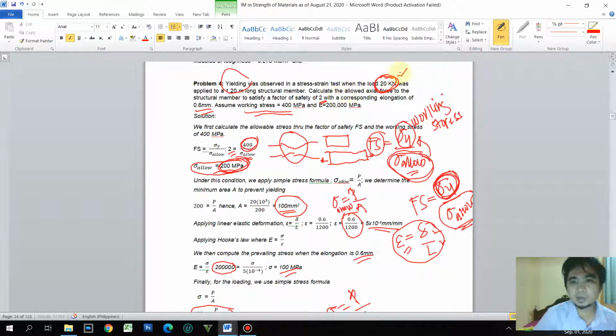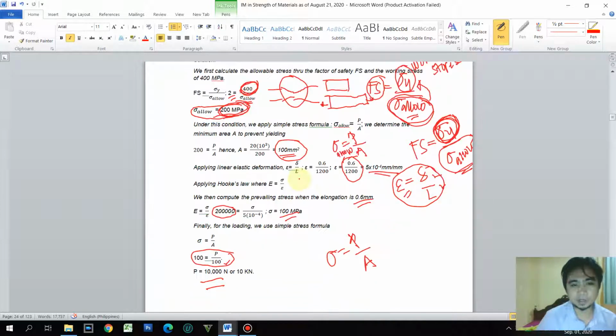So, when there is deformation or an elongation, you can get the strain, right? And if you have a modulus of elasticity, you can also get the stress. Again, 20 kilonewton here is just used to determine the yielding effect. That is why it was used in solving for the area out of the working stress, the allowable stress. Okay, so that's it for this problem.